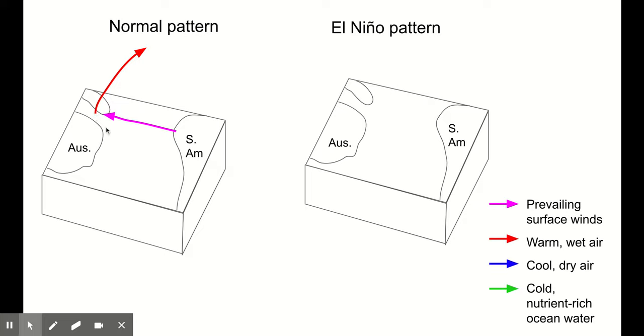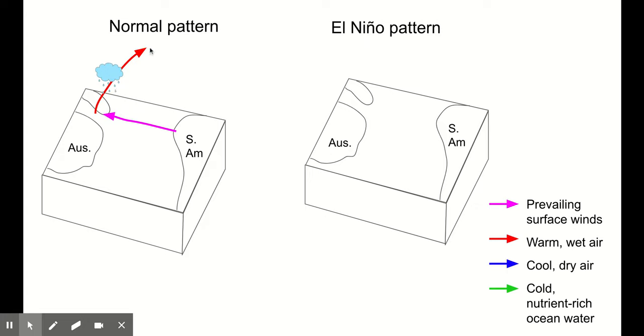This will be a low pressure zone. Our warm, wet air will rise. The water vapor will cool, condense, precipitate. Rain. We see a ton of rain in Indonesia and northern Australia. These are very wet regions of the globe.